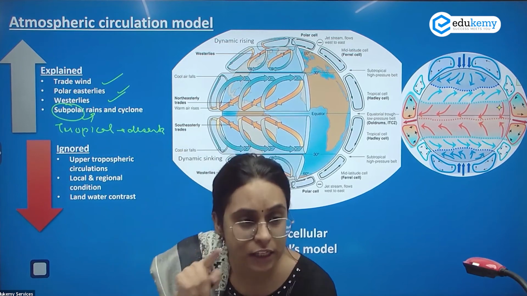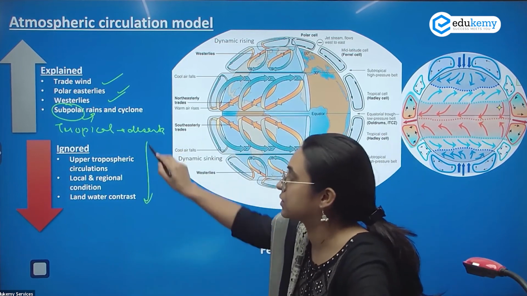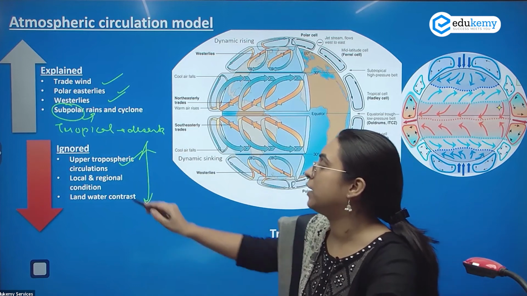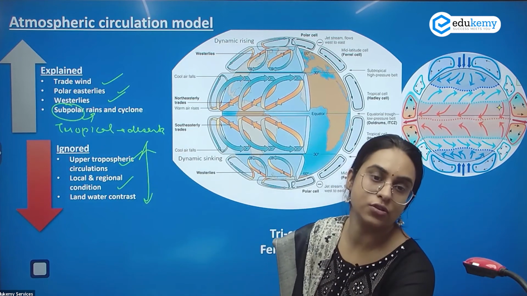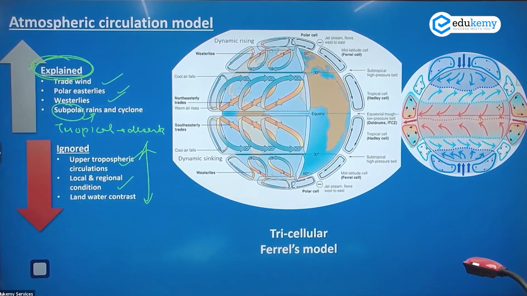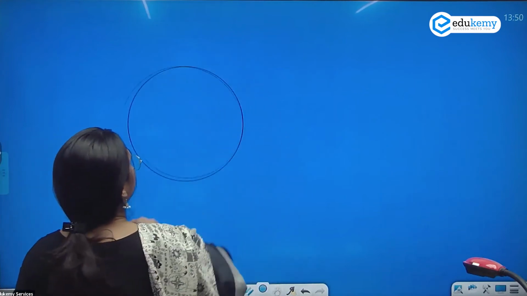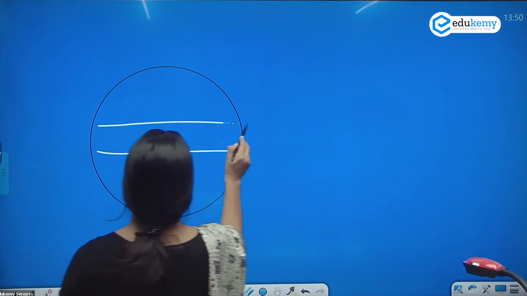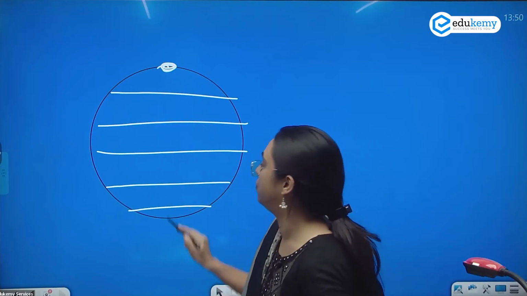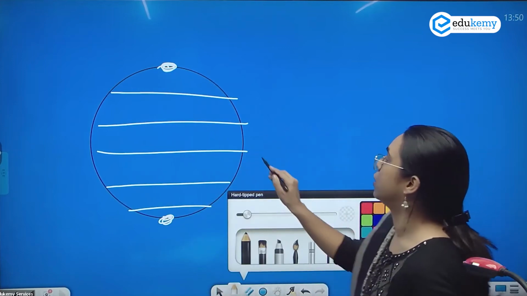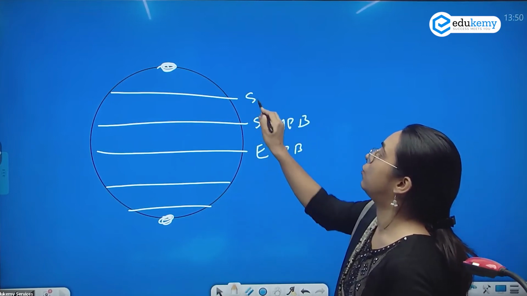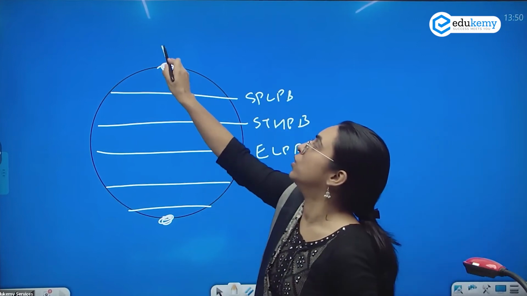But he cannot explain these things. Okay? He cannot explain what is happening in the upper troposphere. He cannot explain the local variation, the regional variations. He cannot explain that. So pehle isko samjhte hain, what does he explain and how? So abhi tak what have we done? We understood that Ferrell explained pressure belts. He explained your equatorial low pressure belt, subtropical high pressure belt, subpolar low pressure belts, and polar high pressure belt.